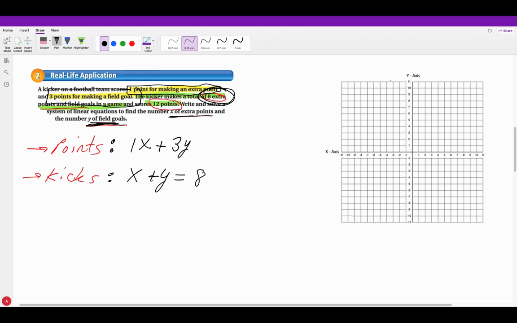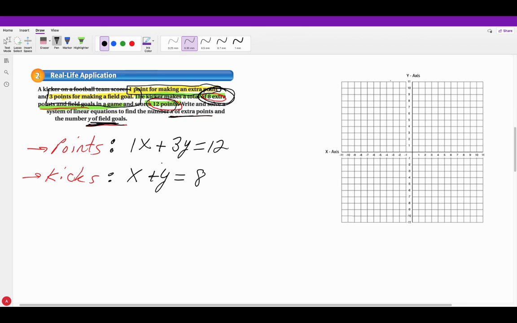Right? Then he scored a total of 12 points. So we would set this equal to 12. Right? So now we have 1x plus 3y is equal to 12. And that tells us how many points he could have accumulated. And in the other equation, we need to create different equations to represent the different scenarios that they give us, the points and how many kicks. All right, so now we're going to solve this.